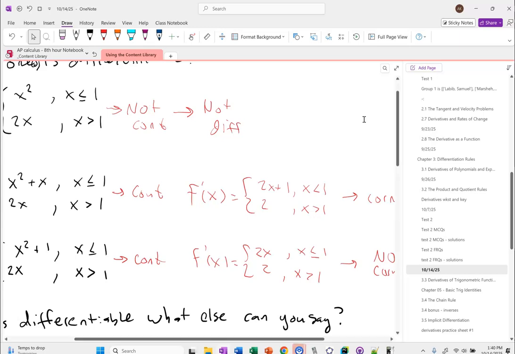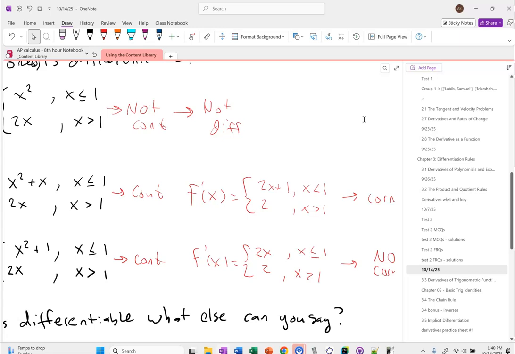Do you guys feel okay with that? Okay, so you check continuity with f, right? And you check a corner with the derivative, right? And the corner check looks just like the continuity check. You guys cool with that?